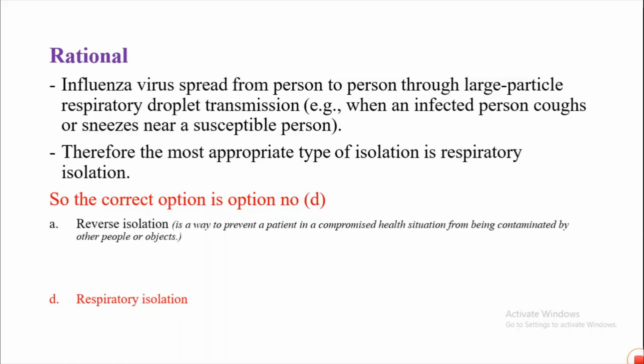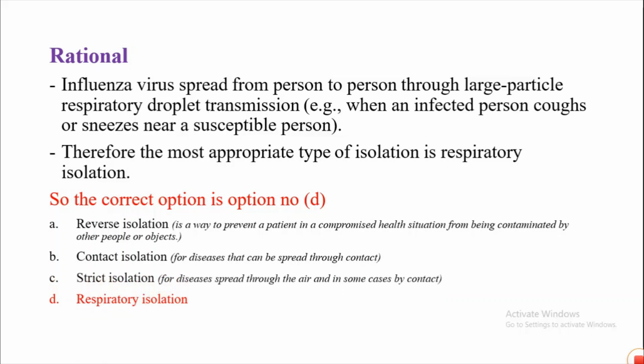Reverse isolation is a way to prevent a patient in a compromised health situation from being contaminated by other people or objects. Contact isolation is for diseases that can be spread through contact, and strict isolation is for diseases spread through the air and in some cases by contact.